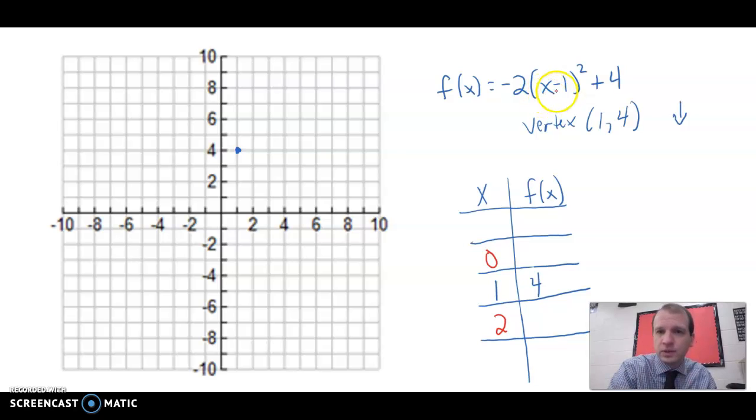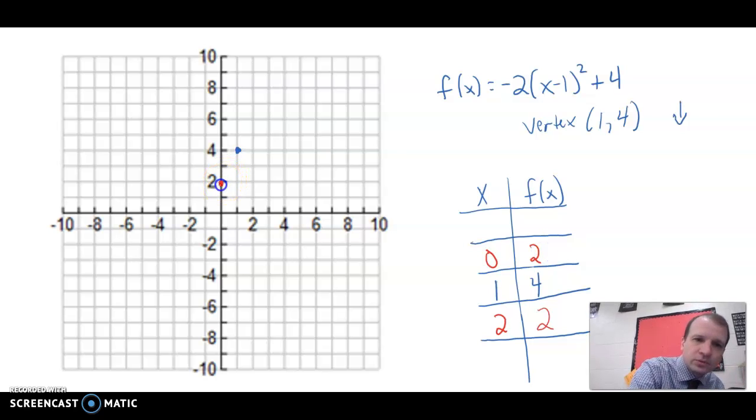If I plug 2 into the original function, I'll have 2 minus 1, which is 1. Cool. Square that, I still get 1. Multiply by negative 2, I get negative 2. And then plus 4 gives me 2. So I should be going through the point (2, 2). And also on the other side, and if I need to, I can verify and plug it in, but I'm also going to get (0, 2). So I'm going to plot those points, (0, 2) and (2, 2).